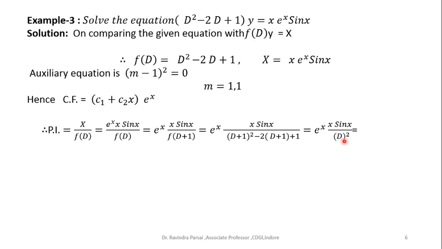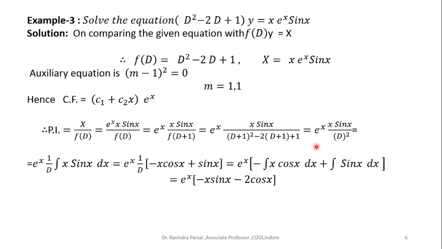Then what do we mean by D square? It means you have to integrate this x sin x two times with respect to x. So on integrating the first time with respect to x, this gives you e raised to x of 1 upon D of x sin x dx. So e raised to x, 1 upon D as it is.